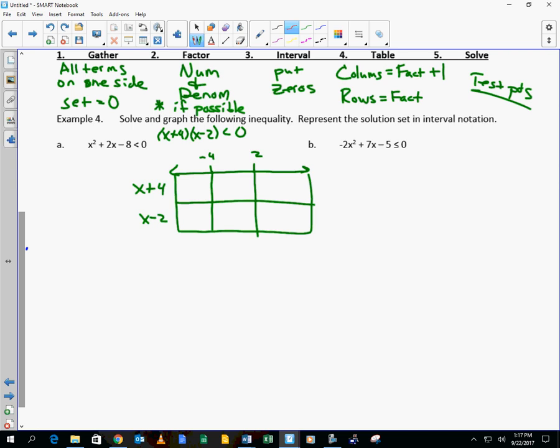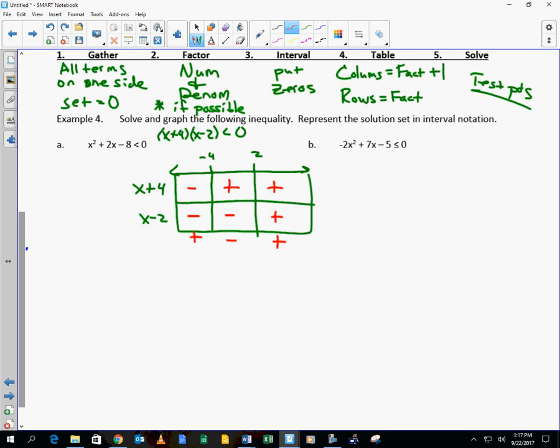Sweet. Now we test points. What's the number to the left of negative 4? Negative 5. So negative 5 plus 4, negative, negative. What's the number between negative 4 and 2? We get a positive and a negative. Number to the right of 2? 3, you get positive and a positive. Two negatives, we'll look at my factors. They're always going to be multiplied or divided. So I got two things times each other. Negative times a negative is a positive. Positive times a negative is negative. Positive times a positive is a positive.